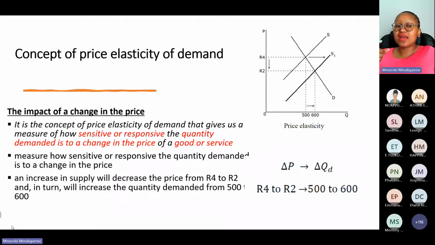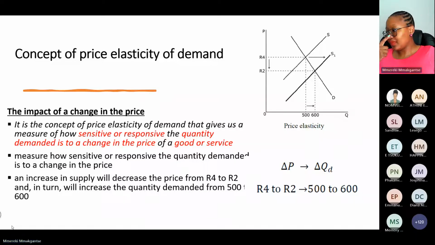Remember in the beginning we made an example about petrol and ice cream. You said that because there's no substitute for petrol, you would buy it regardless of whether the price increases or decreases. So with price elasticity, we are checking how sensitive the quantity demanded is if there were to be a change in price.